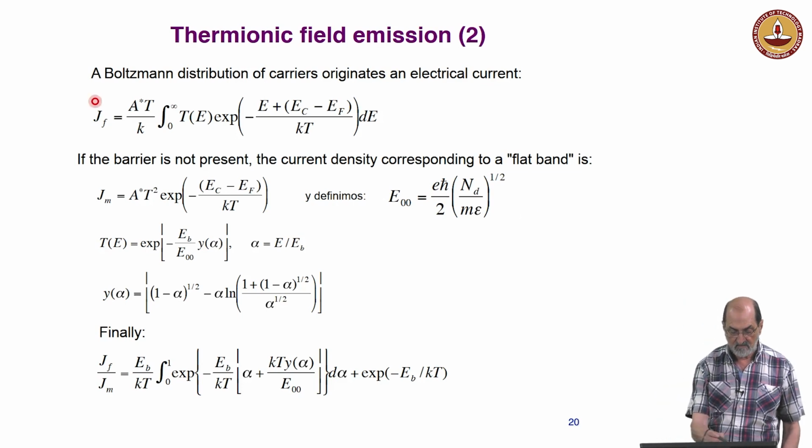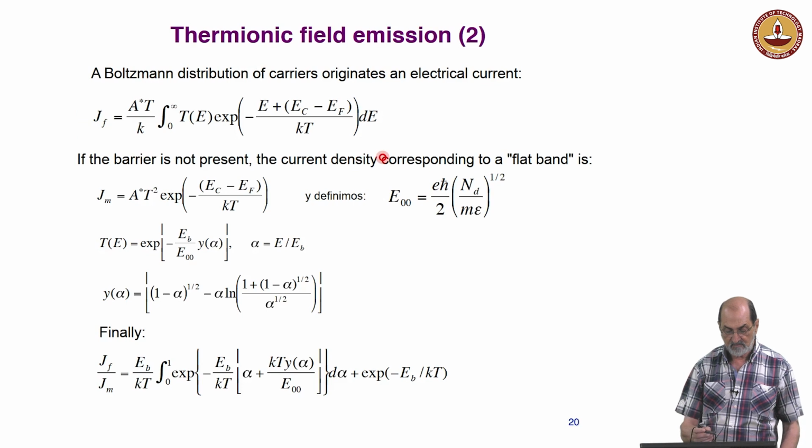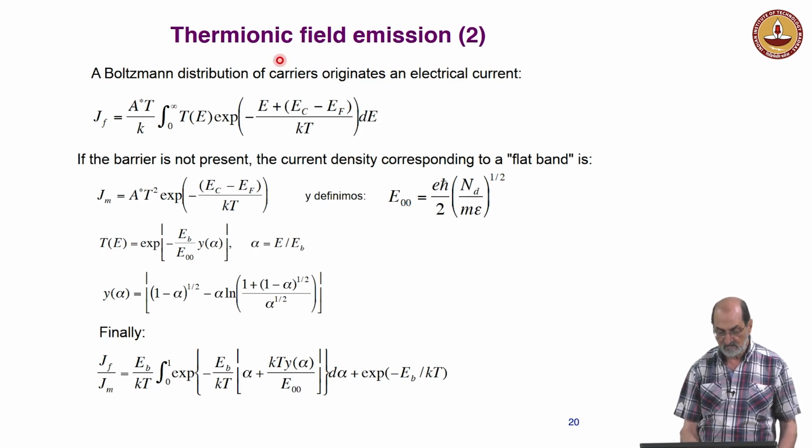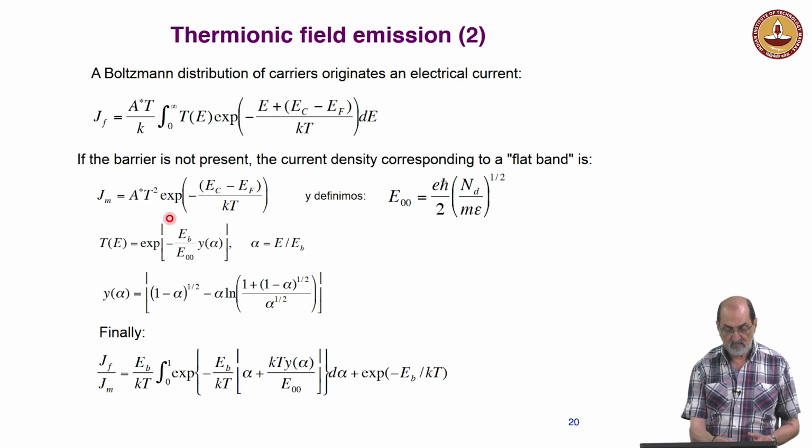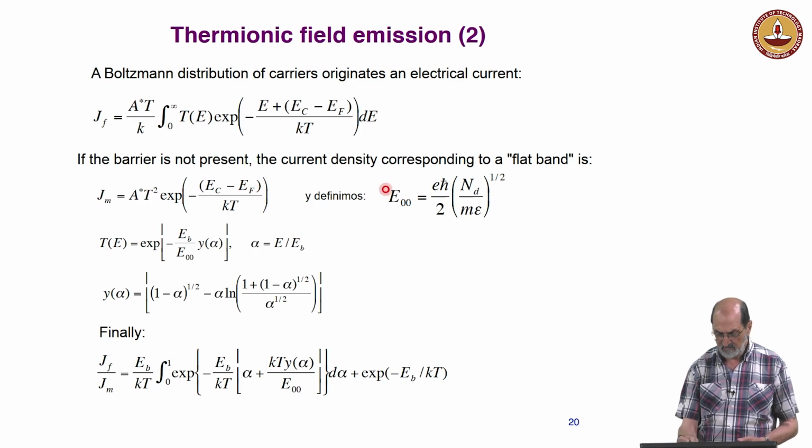So this is the number we have to calculate, the formula we have. And if we don't have a barrier, we are in a situation of flat band. This will be the situation, and then T of E would be 1, and we can integrate this. Typically in the literature, they define this constant as zero, which depends on the doping, the permittivity and the effective mass.